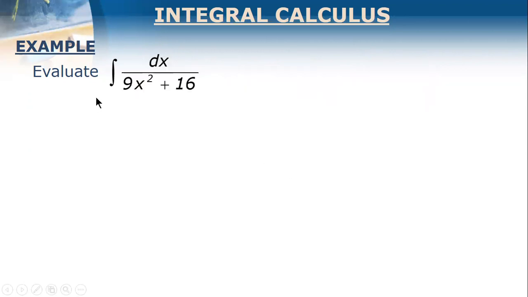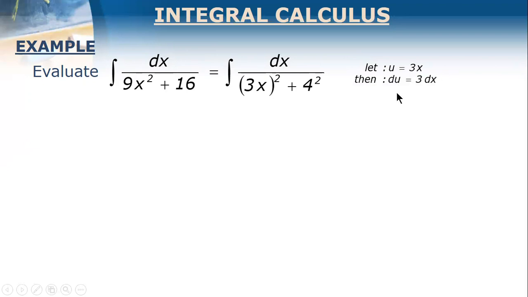Next, since we don't have a radical sign, this will fit the arctan standard form. So express the denominator as perfect squares. 9x squared is (3x) squared, and 16 is 4 squared. So this is our a and u. Let u equal 3x, du equal 3 dx.